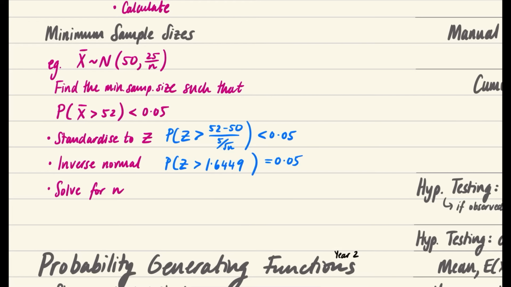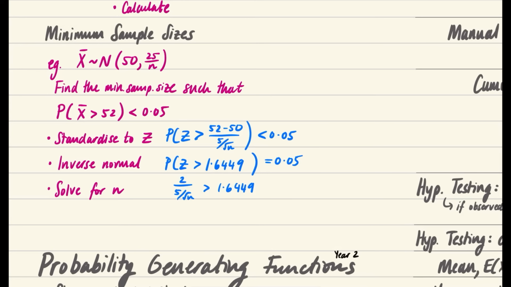Now we've done that inverse normal, we can see that these two things must be equivalent to each other. And because I want the probability to be less than 0.05, I want this thing to be even further to the right. So I want this thing to be bigger than this part. So my last part is to solve it. I'm going to make this thing bigger than this thing. 52 minus 50 is just 2. So 2 over 5 over root n has got to be bigger than 1.6449.